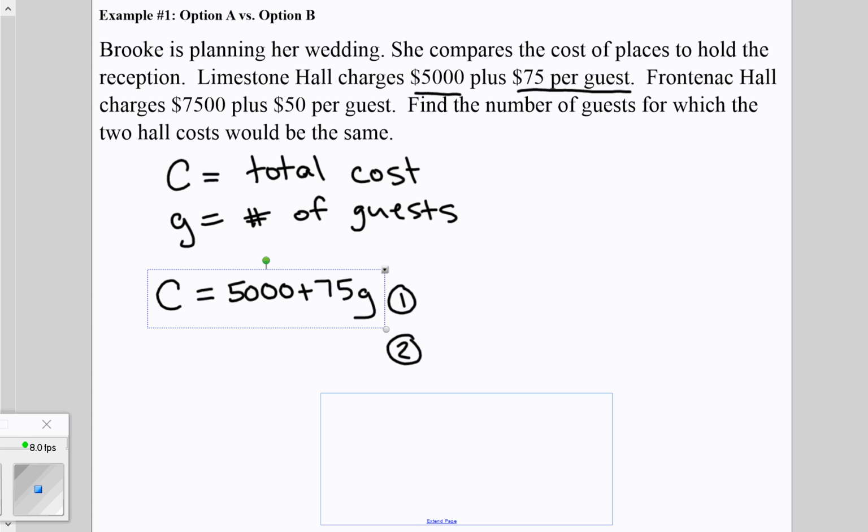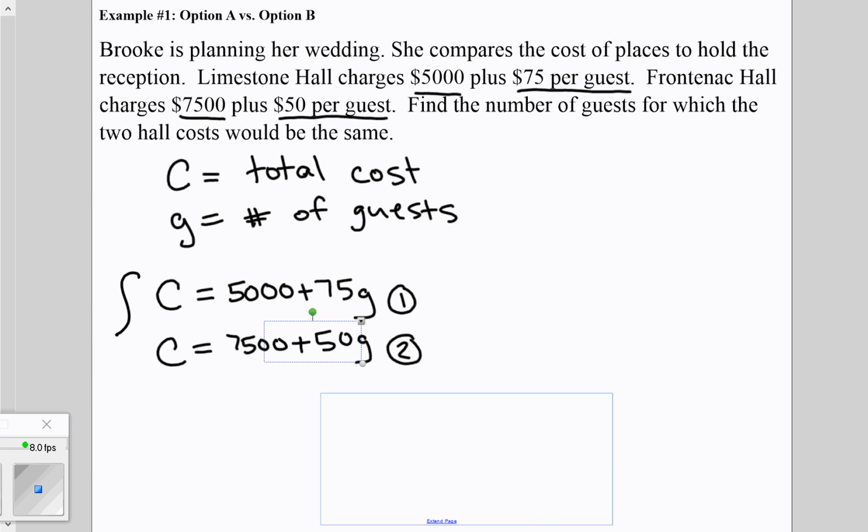For equation 2, we're going to have $7,500 plus $50 per guest. So the cost will equal $7,500 plus $50 per guest.